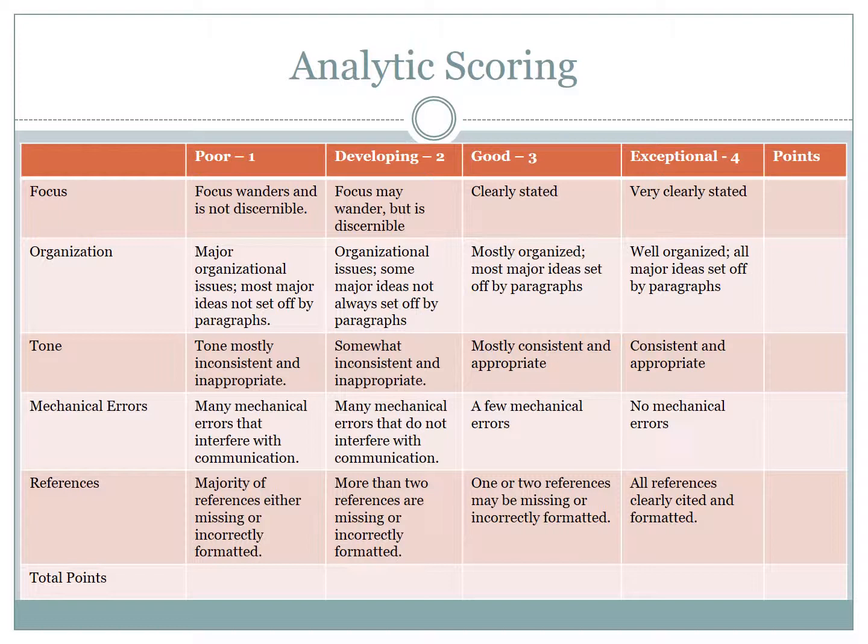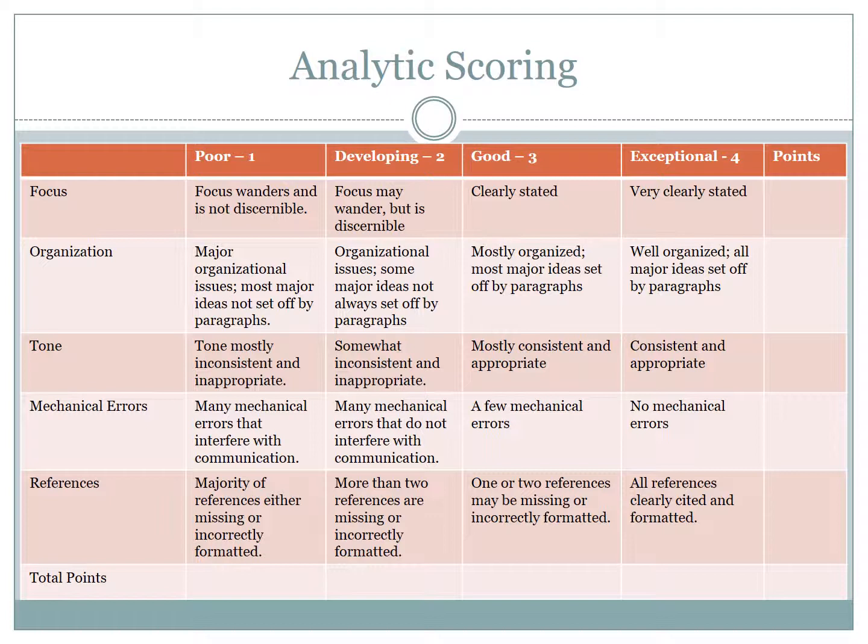You should always put descriptors when you do a rubric. So 1 we saw was poor, 2 was developing, 3 was good, 4 was exceptional. And by the way, when we write rubrics, we generally go from least to greatest, left to right, 1, 2, 3, 4. Now running down the first column are the criteria or elements you're scoring on.